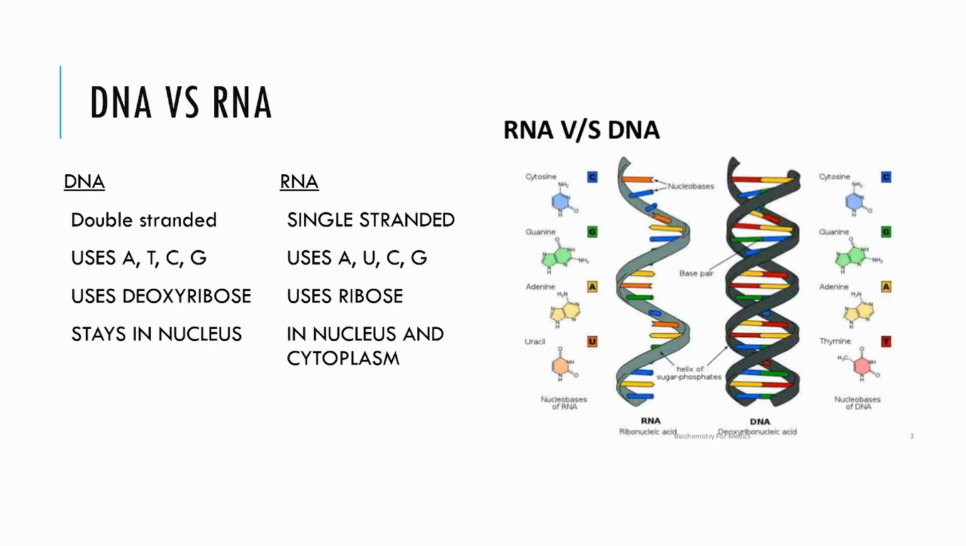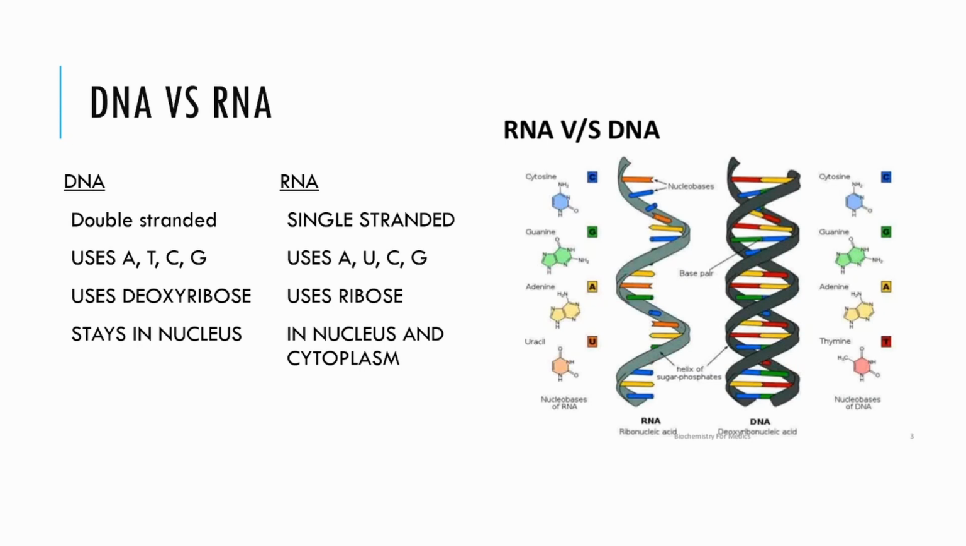So let's compare and contrast DNA and RNA together. If we look at the images that we have here, here's our open single strand of RNA, here is our double strand of DNA. DNA, being that double-stranded, is going to use the A's, T's, C's, and G's for their bases, and deoxyribose for its sugar. RNA also uses A, C, and G, but replaces that T with a U, and instead of deoxyribose, uses ribose.